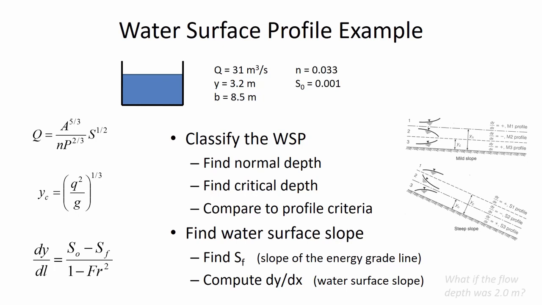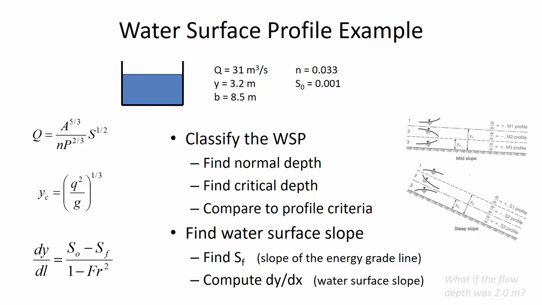And then the critical depth. Since it's a rectangular channel, it's easy to find the critical depth by knowing the flow per unit width. So the critical depth will be 31 cubic meters per second divided by the 8.5 meter width of the channel, so that's lowercase q, squared, divided by g, 9.81 meters per second squared, all of that to the 1/3 power. So we have 1.107 meters for our critical depth.